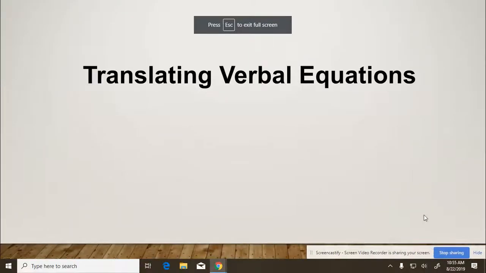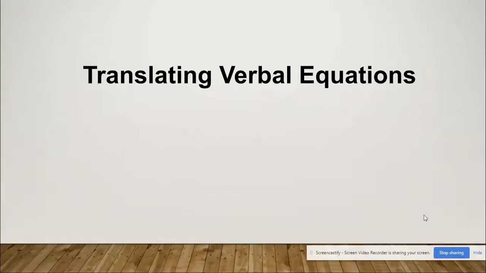Hey gang, today we're going to be looking at one and two-step equations once again, but today we're going to make them a little bit harder by first translating some sentences into an equation and then solving. So let's take a look at some things we need to know.